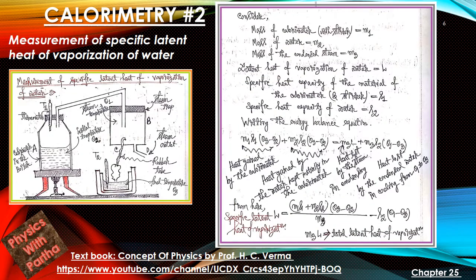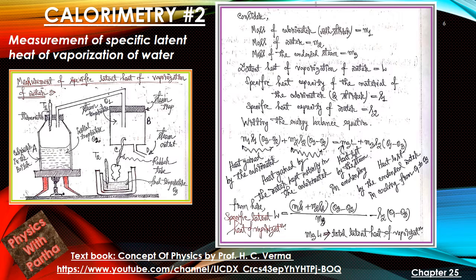In the apparatus shown, the mass of the calorimeter with stirrer was m1. Mass of water is m2, which is within the boiler. Then the mass of condensed steam is m3. Whatever steam is going out via the outlet, we don't measure it. Only the condensed mass of steam is m3. Latent heat of vaporization of water is L. Specific heat capacity of the material of the calorimeter with stirrer is S1, and that of the water is S2.